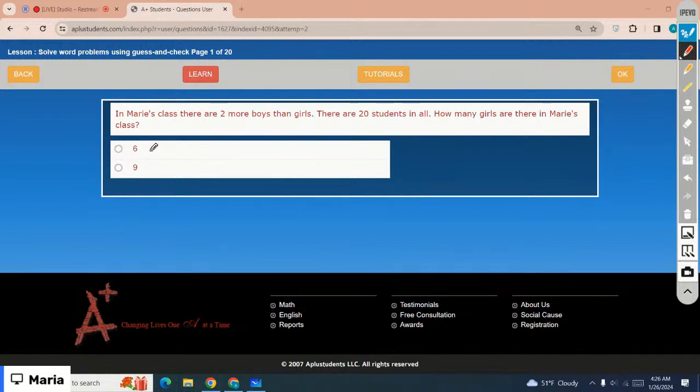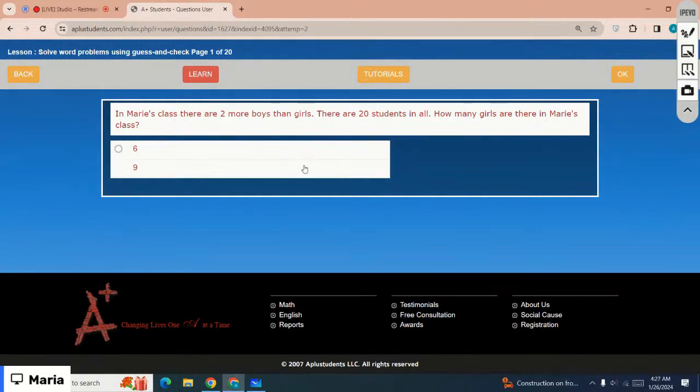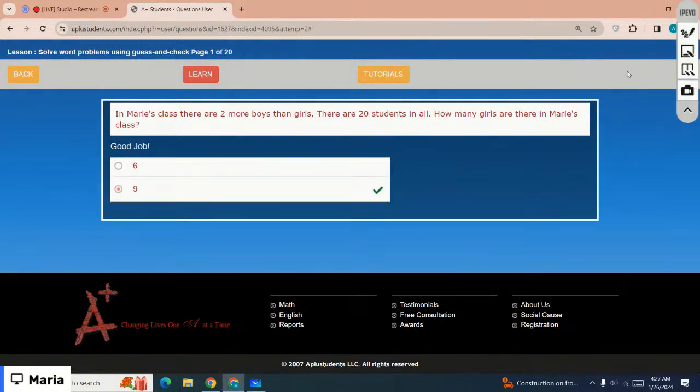If you have 6 girls, then boys are 2 more. 6 plus 2 is 8 and 8 plus 6 is 14. But you have a total of 20 students. Think and then answer, right? If you have 9 girls, and 2 more boys means 9 plus 2 is 11. So 11 plus 9 is 20. So which is the correct option? 9 it is. Please think and then answer. Do your work and then answer. The correct option is 9.